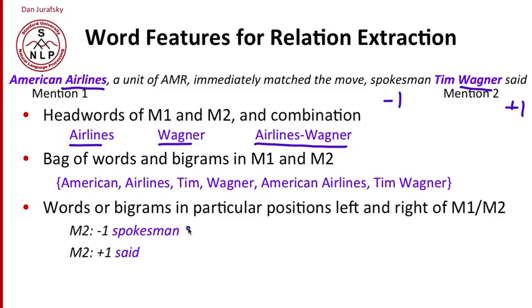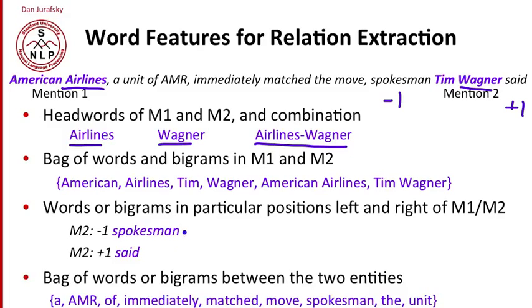So we can have these words that are specific at specific positions before and after each mention. And we can have the words that are in between the two mentions. So for example, this between region, so a unit of AMR immediately matched the move spokesman between American Airlines and Tim Wagner. We can throw in a bag of those words. So AMR, of, immediately, and all this sort of thing. Or, in fact, if we have enough compute power, we can throw in bags of bigrams as well. So all pairs of words between the two entities.